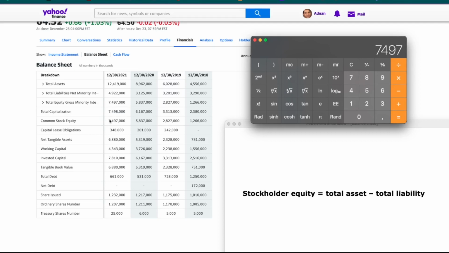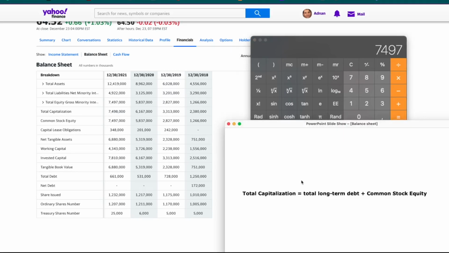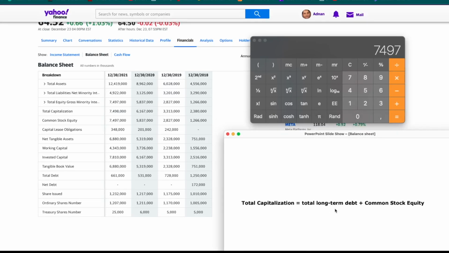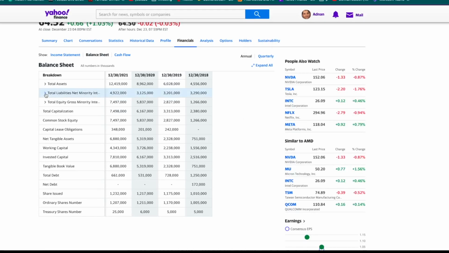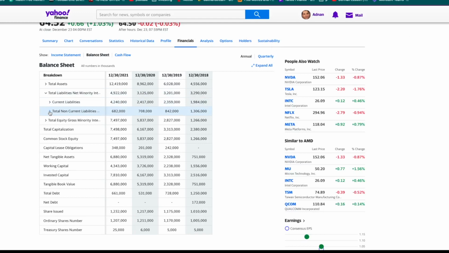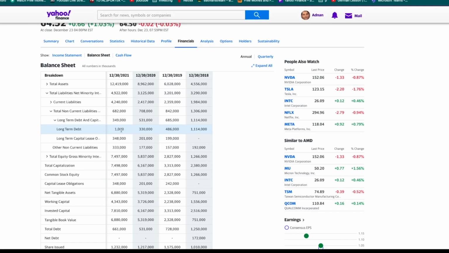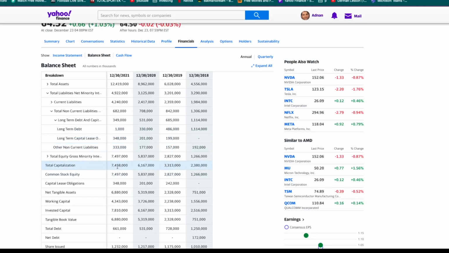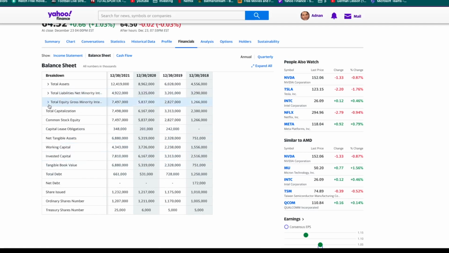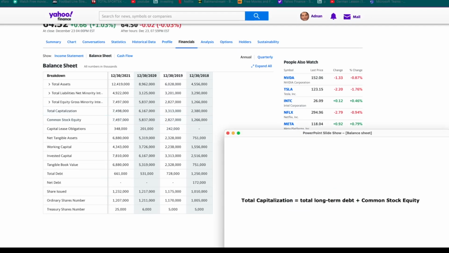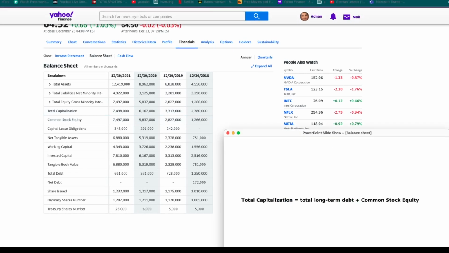Here you see a different term, the total capitalization, and total capitalization is actually total long-term debt plus the common stock equity. So what we see, the common stock equity is 7497, and then we can add the total long-term debt. And total long-term debt, as you have seen, is the total non-current liability, which here is just $1 million in a sense. And if you add that to 7497, you would have an extra million, 7498. So this is the definition of total capitalization when it comes to the balance sheet.